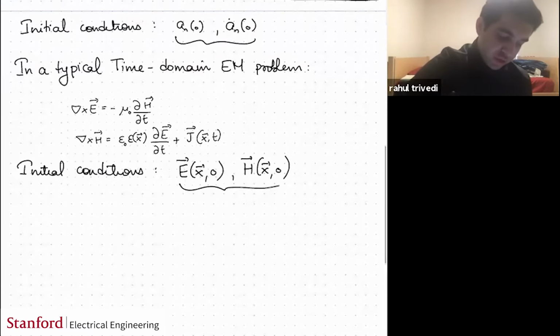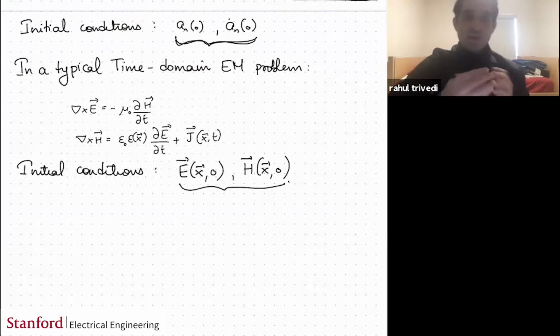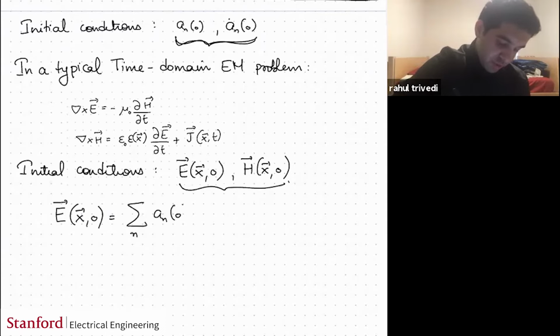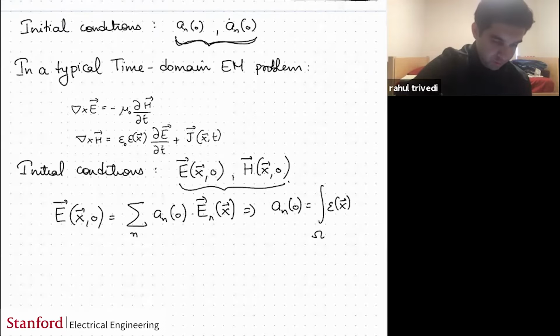And from these initial conditions, you can easily derive the initial conditions for the cavity mode amplitudes, right? Because if you know the electric field at t equal to 0, then you know that the electric field as a function of x at t equal to 0 is the sum of the coefficients at t equal to 0 times the electric field mode at x, which immediately gives you, from the orthonormality, that this holds. E of x comma 0. Sorry, let me write this more clearly.